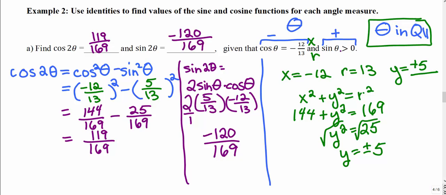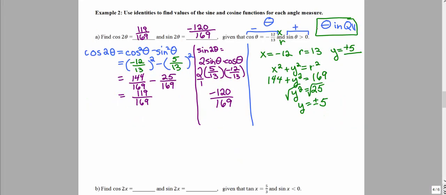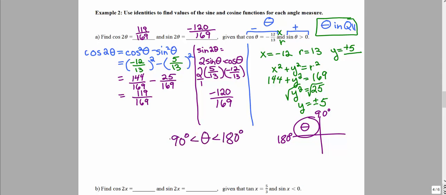We were originally told that sine theta was positive, so why is sine 2 theta okay to be negative? We used the information that we were given to determine that theta was in quadrant 2. If theta is in quadrant 2, so here's quadrant 2, the angles in quadrant 2 range from 90 degrees to 180 degrees. So we know that if theta lives in quadrant 2, that theta is between 90 degrees and 180 degrees. So it lives somewhere within those values.